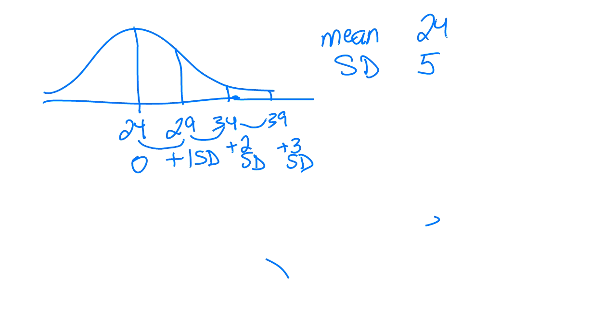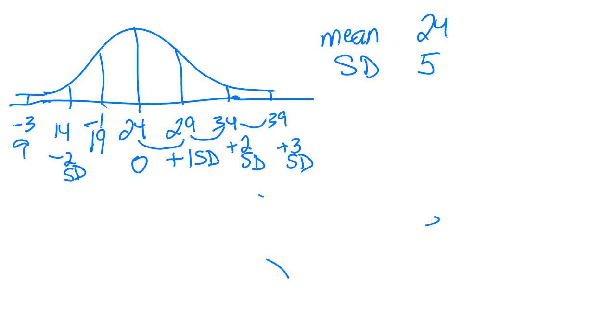And then if you go this way, it's minus 1 standard deviation. So what would that be? That score would be minus 5, so that'd be 19. Minus 2 would be 14, because 5 is our standard deviation, and then minus 3 would be 9.